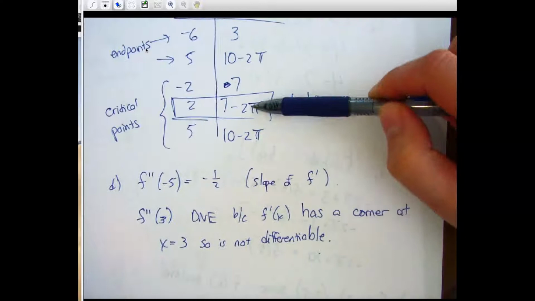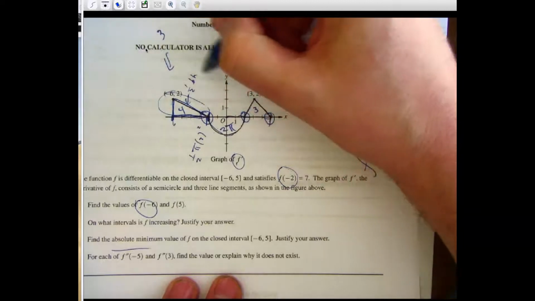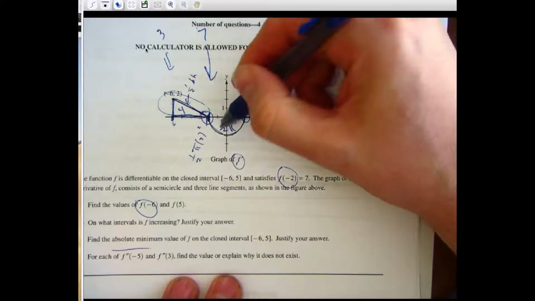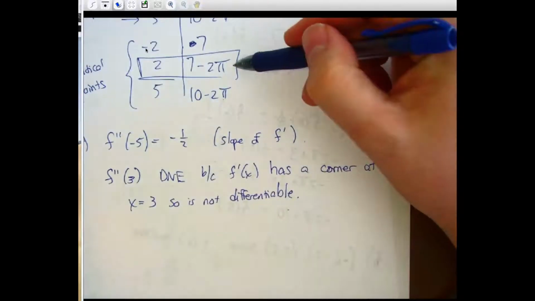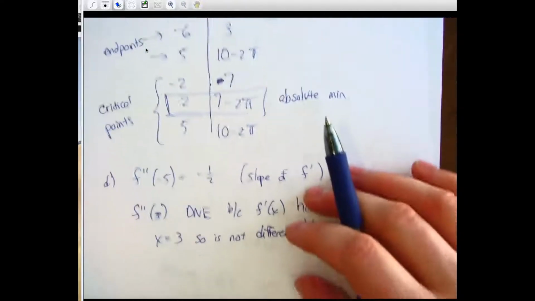We already know this one. And then at 2 is the only one we didn't have. So right here, the area was 3. By the time we got to here, we added 4 more units, so now it's 7. By the time we got to here, we subtracted those units, so now it's 7 minus 2 pi. And that actually is the lowest y value, so that ends up being your absolute min.